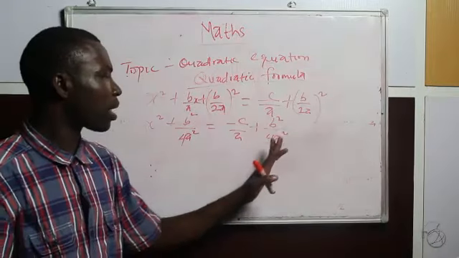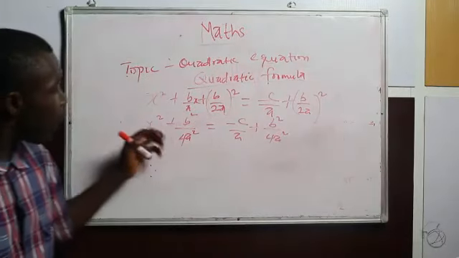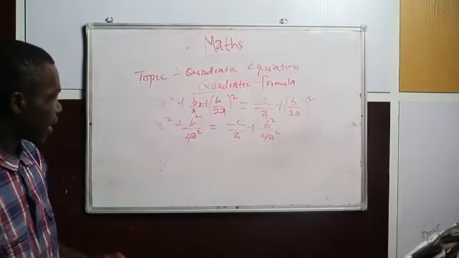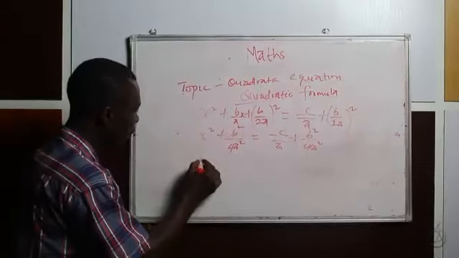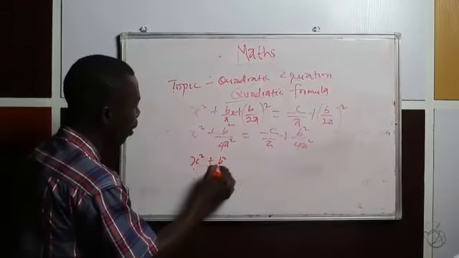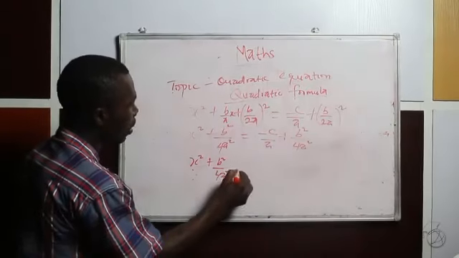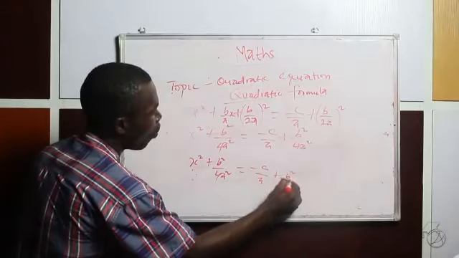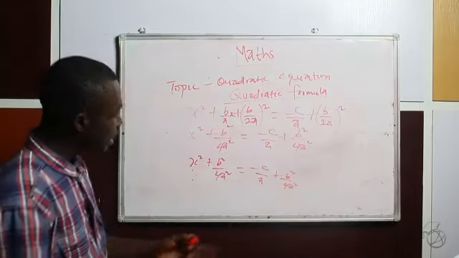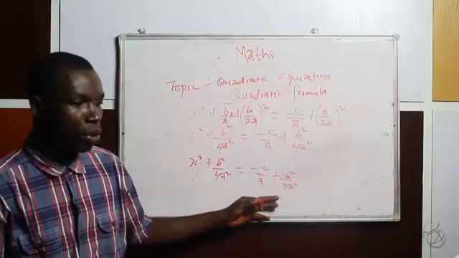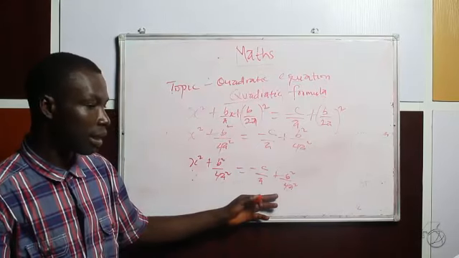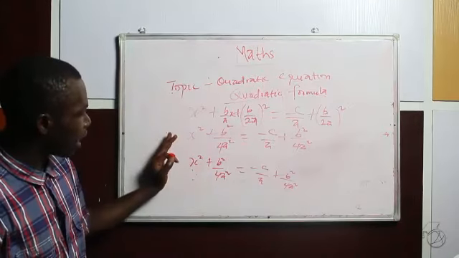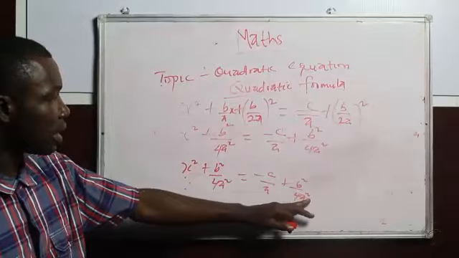As I've told you, by the time we find the LCM of our right hand side, we factorize our left hand side. That is, we have x squared plus b squared over 4a squared equal to minus c over a plus b squared over 4a squared. This is the equation we are going to arrive at. Now, factorize these equations. When we factorize these equations, then we equate it with this.